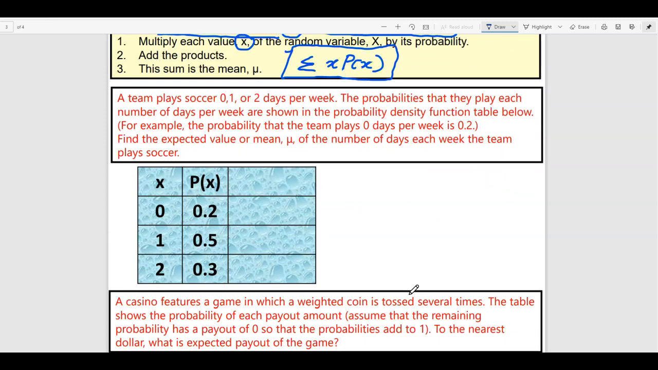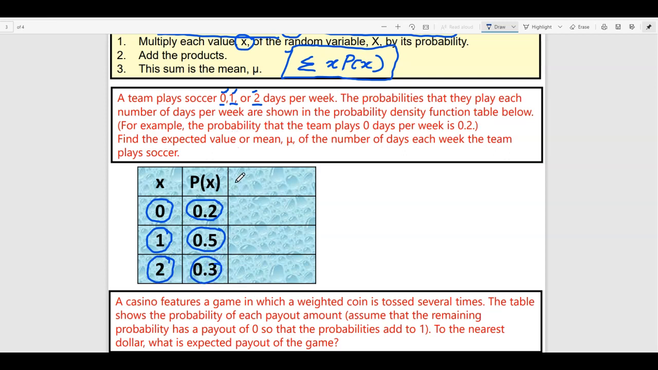Now, a team plays soccer 0, 1, or 2 days per week. The probabilities that they play each number of days per week are shown in the probability density function. How do I know this is discrete? Because look at my x values: 0, 1, 2. That's a discrete number. The probability of playing 0 days a week is 0.2. The probability of playing 1 day a week is 0.5. The probability of playing 2 days per week is 0.3.